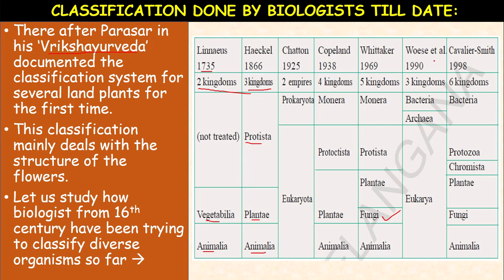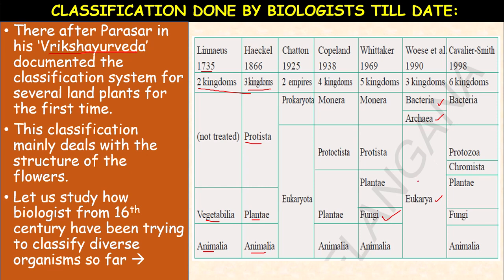Next, Woese et al. in 1990 introduced three domains by name Bacteria, Archaea and Eukarya. This is also a well accepted classification.